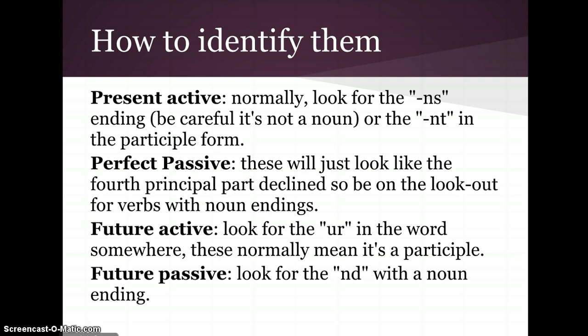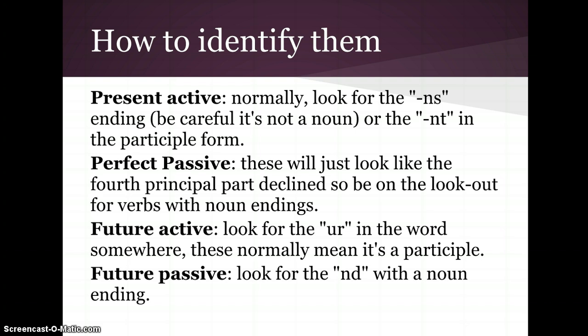To identify these participles in text, you just have to look for a few certain cues that will tell you whether or not these are participles. For present actives, usually it's just the ns or the nt that is very obvious that it could be a present active participle. You just have to be careful that those ending in ns are not nouns, because sometimes words like adolescens end in ns, but adolescens is a noun and not a participle.